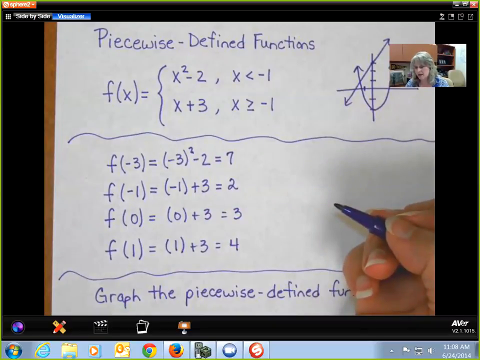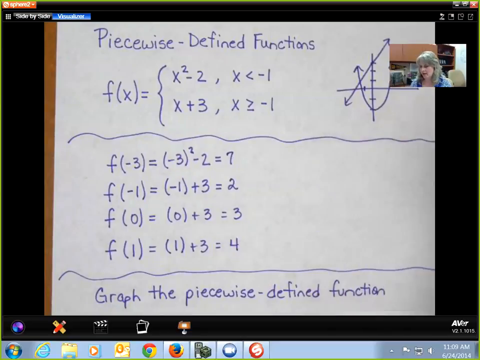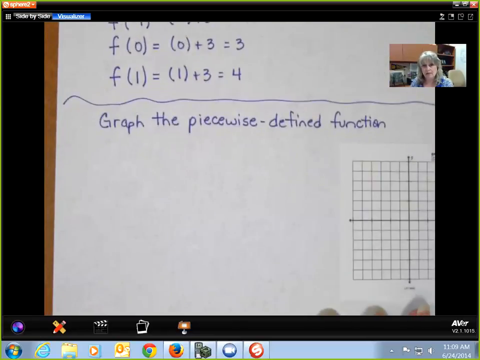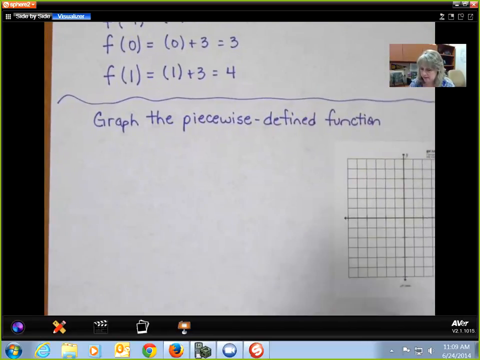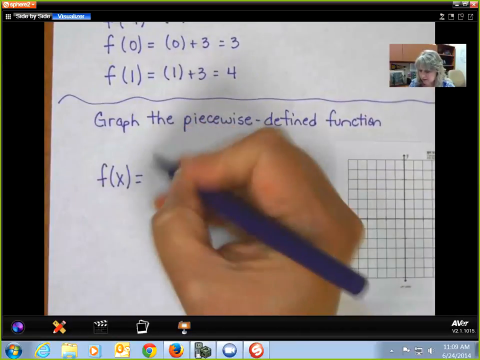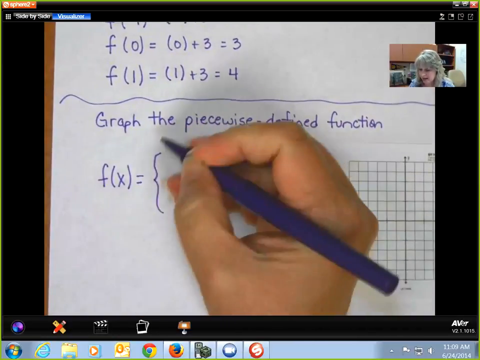All right. Now, let's say that they ask us to graph this, exactly what it looks like. Okay, this is what I would suggest that we do. Okay, I'm going to write the problem again down here. We have f of x equals, and again, there's two separate equations.